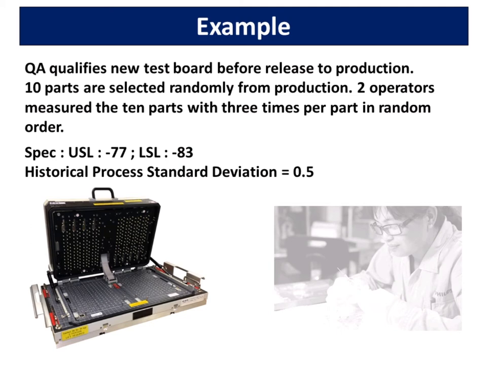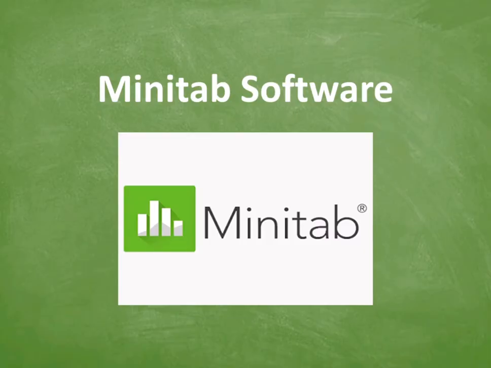10 parts are selected randomly from production. 2 operators measured the 10 parts 3 times per part in random order. The upper spec limit, USL, is -77 while the lower spec limit, LSL, is -83. The historical process standard deviation is 0.5. Next, I am going to show you the steps of performing a GR&R study using Minitab software.